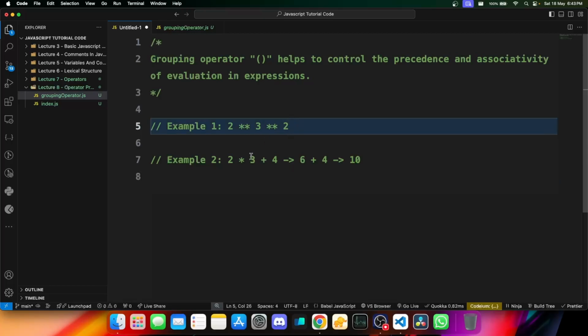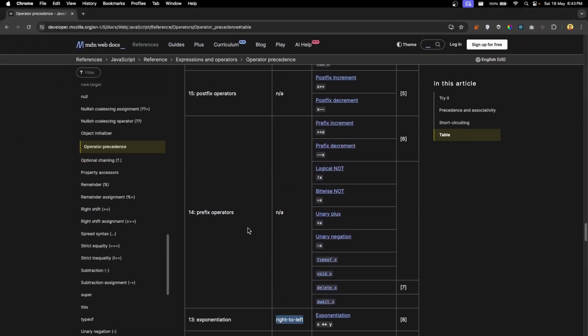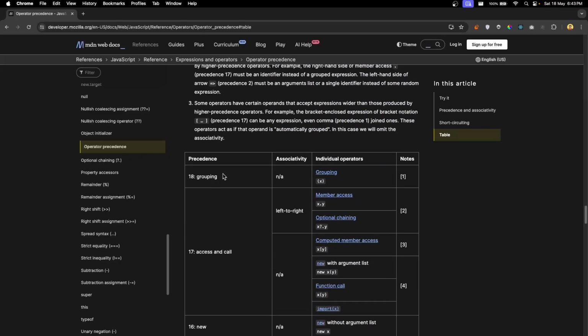For example, in this case, let's say you didn't want to solve this first, you wanted to solve this first, and that's what you meant. You meant to solve this first, and then with this result, you want to take it to the power of 2. What's your option in that case? The option is to use the grouping operator. Why? Because the grouping operator has the highest precedence.